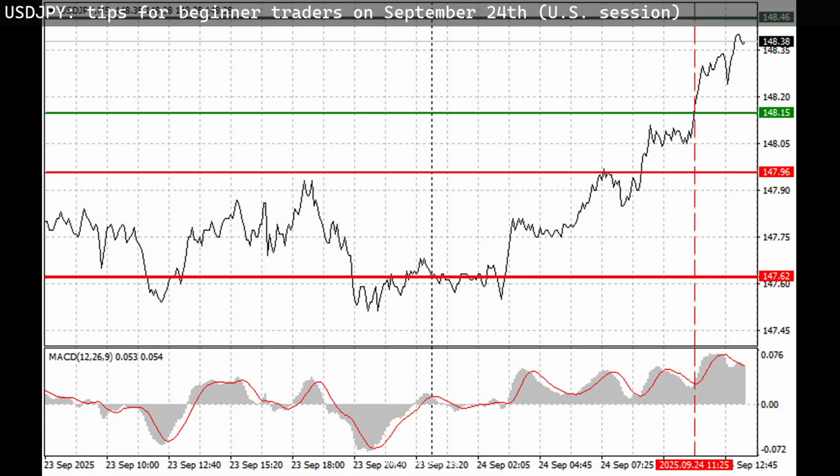Important: before selling, make sure the MACD indicator is below the zero mark and just beginning to decline from it.